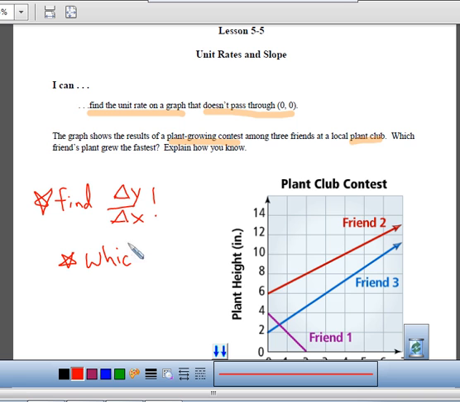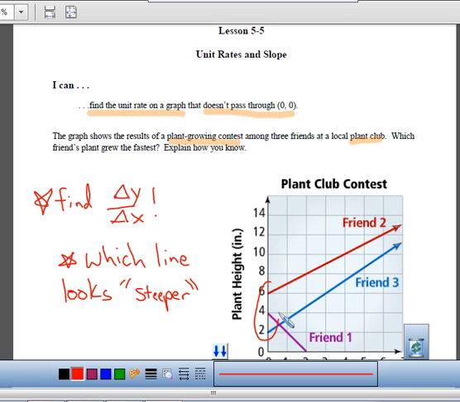Which line looks or appears steeper? So when we look at the lines and we see how steep they are, that could tell us which one grew faster. And I think some of you are probably already starting to figure it out.